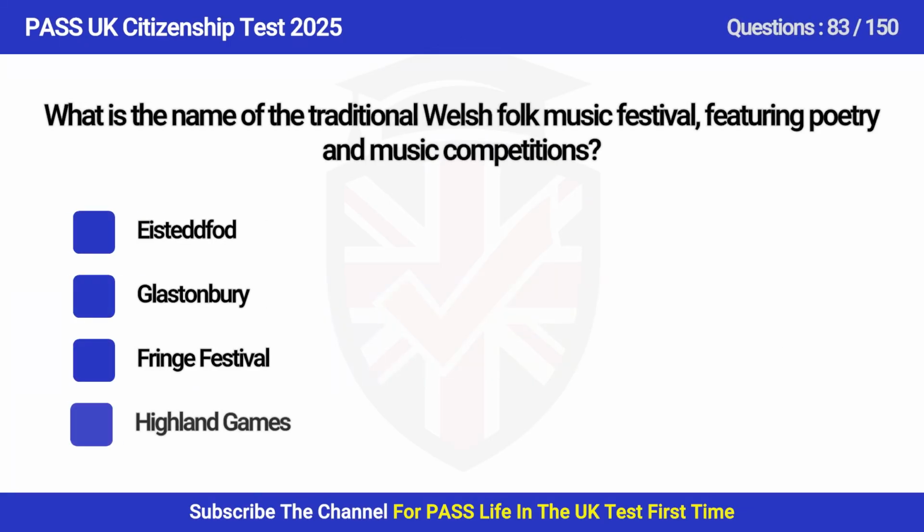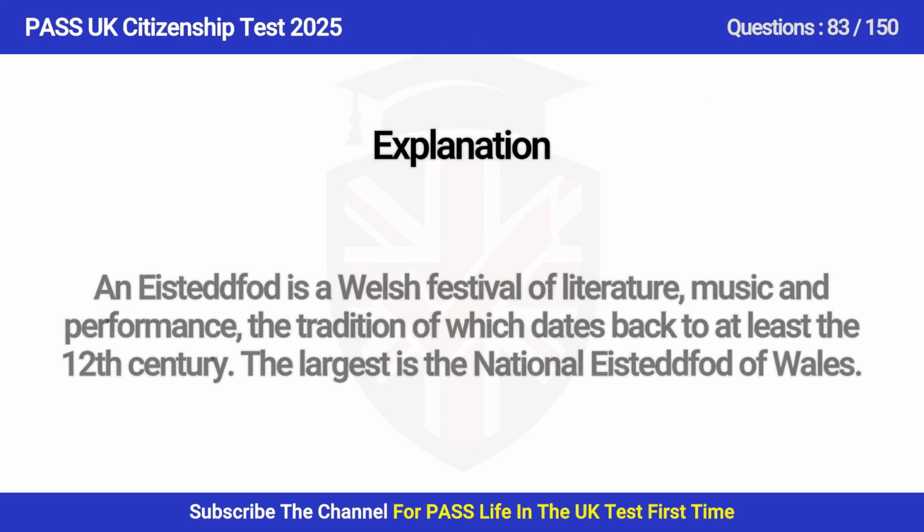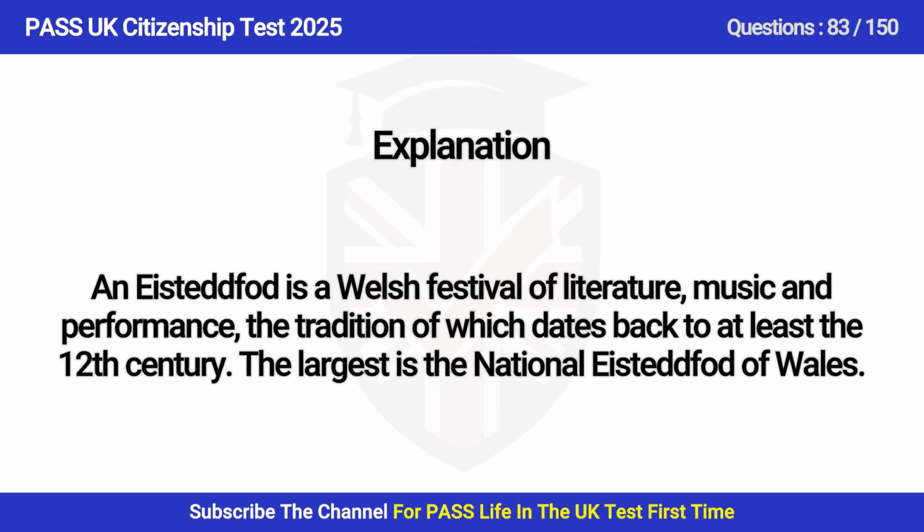Question 83. What is the name of the traditional Welsh folk music festival featuring poetry and music competitions? A. Eisteddfod, B. Glastonbury, C. Fringe Festival, D. Highland Games. Answer is A. Eisteddfod. An Eisteddfod is a Welsh festival of literature, music and performance, the tradition of which dates back to at least the 12th century. The largest is the National Eisteddfod of Wales.